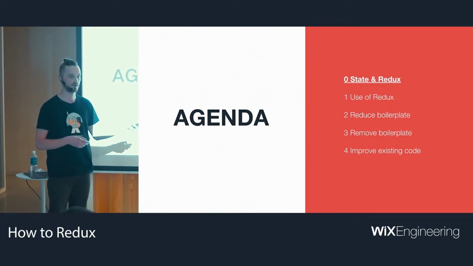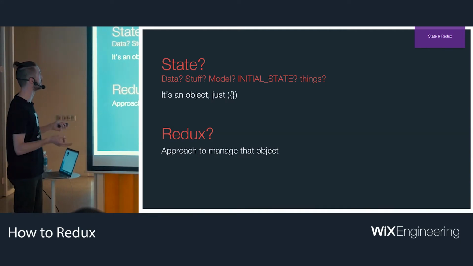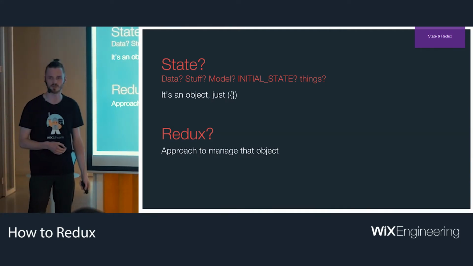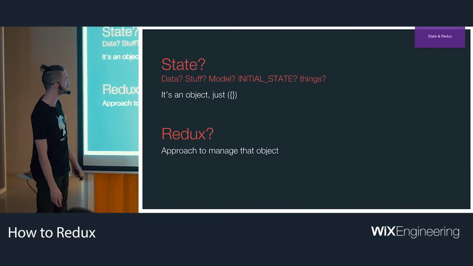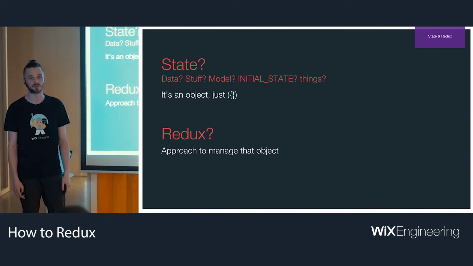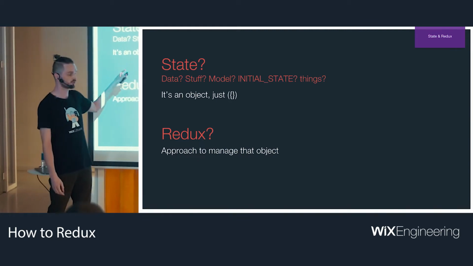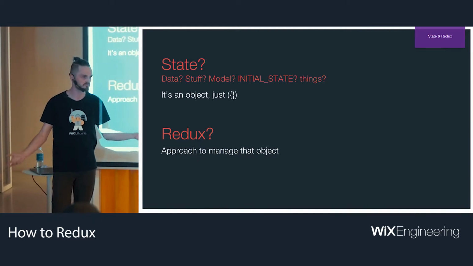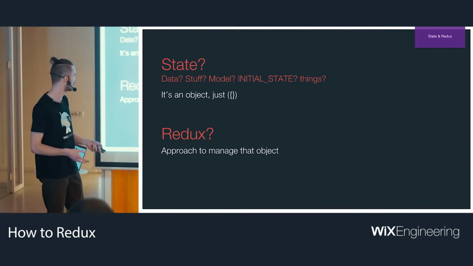Let's jump right into state and Redux. Two words, what do they mean? The first one is state. It has many names. Sometimes it's model, sometimes it's initial state, or just things or stuff. I like to call it model. I don't really know why, and I don't think it's really important. The important thing is that usually the state is just an object. Nothing really fancy, just a plain old JavaScript object, and that's all.